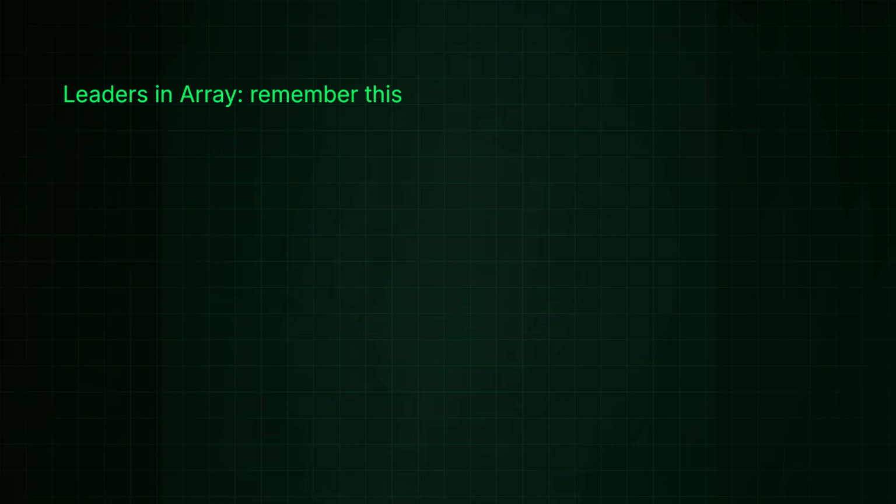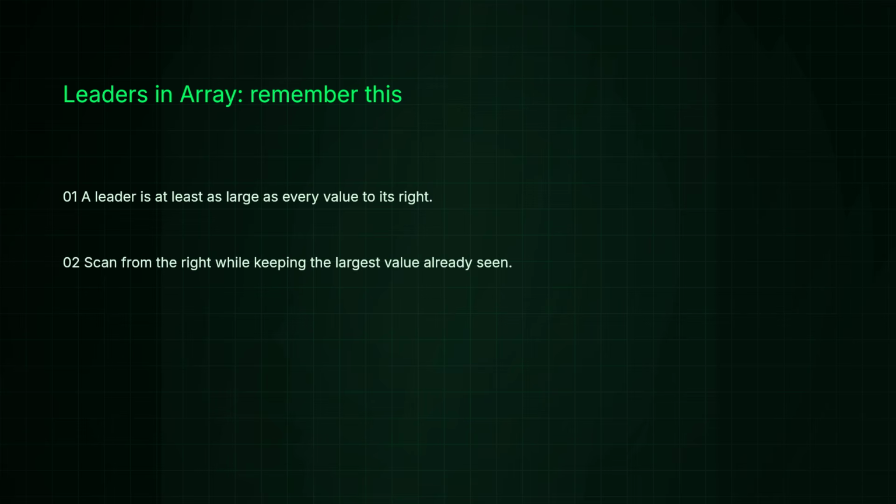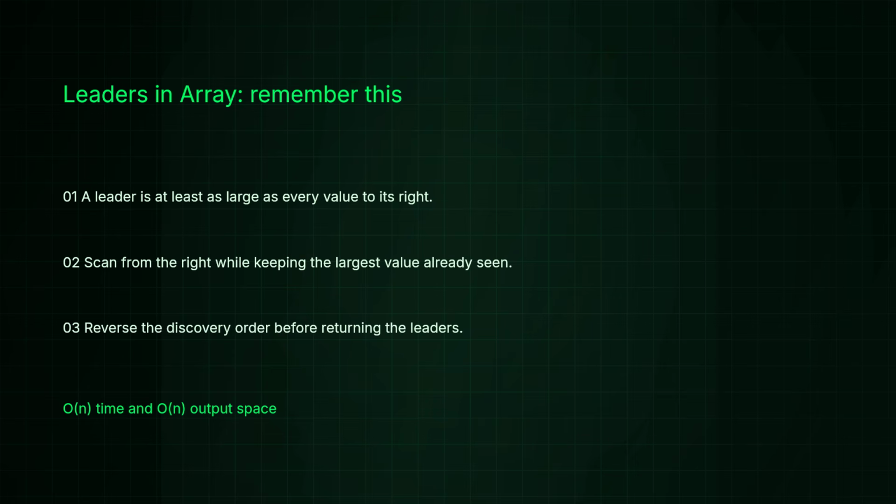Leaders in array comes down to 3 ideas. A leader is at least as large as every value to its right. Scan from the right while keeping the largest value already seen. Reverse the discovery order before returning the leaders: O of n time and O of n output space.